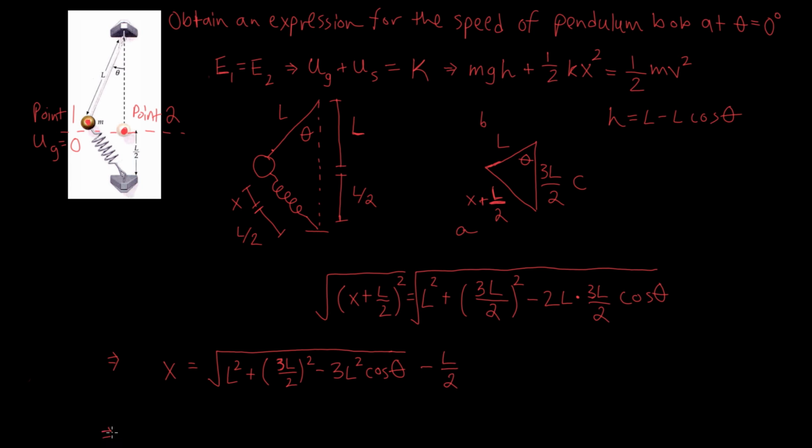Now let's expand this out a little further. We can distribute the square into 3L divided by 2. And if we do that, we would get that 3 squared is 9, L squared is just L squared, and 2 squared is just 4.